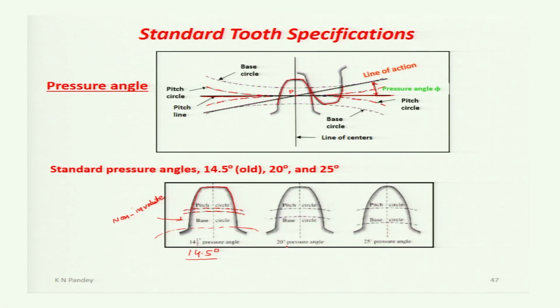So, for 14.5 degree there is more chance of interference due to the bigger depth of non-involute part of the gear tooth. Now, when we see the 20 degree pressure angle, then for that case the base circle will be somewhere here, and the depth of non-involute part is now slightly lesser in comparison to 14.5. See this distance and this distance. So, non-involute part is lesser for 20 degree pressure angle. The pitch circle is of the same diameter, here also it is of the same diameter.